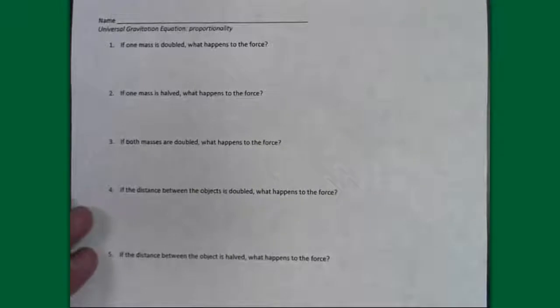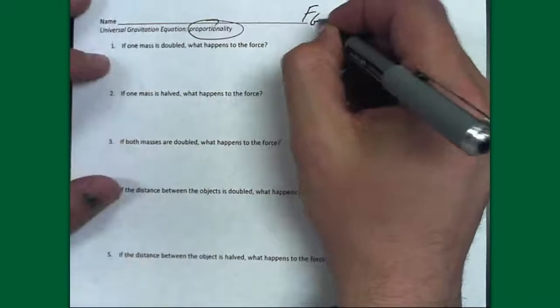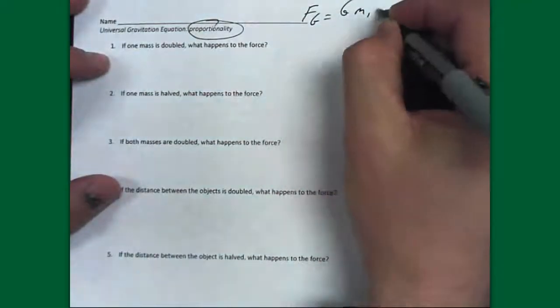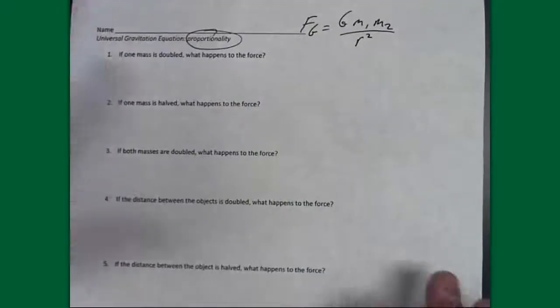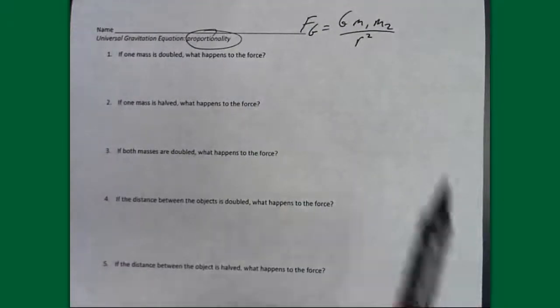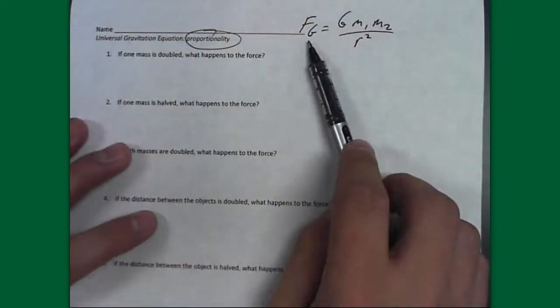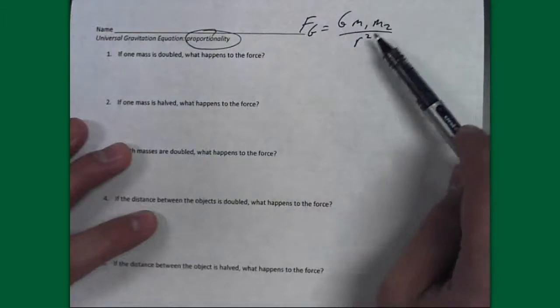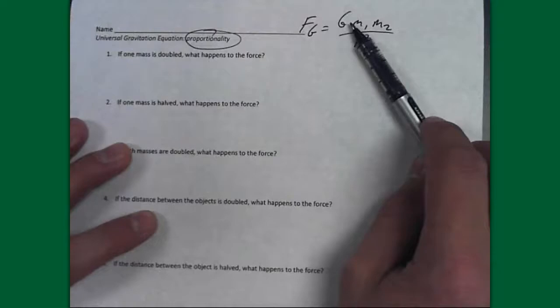All right, last but not least, you need to understand the proportionality of this gravitation equation. Here it is again. And we did this before with circular motion, where we asked ourselves how the force would be affected if we changed some of the other variables. And we need to know that here. We want to know how the force of gravity changes if we change the masses or the distance between the objects. G is a constant. It's never going to change.